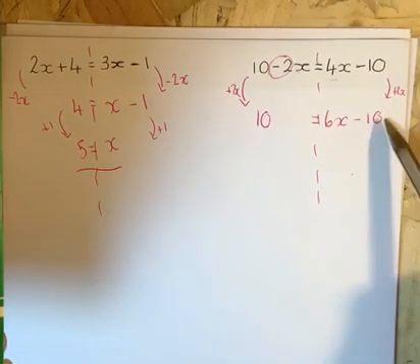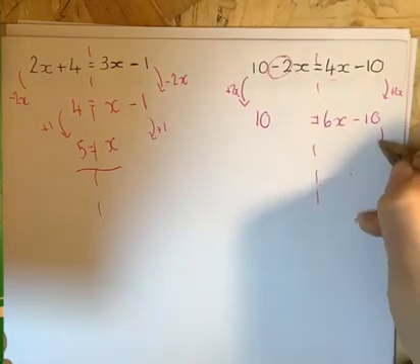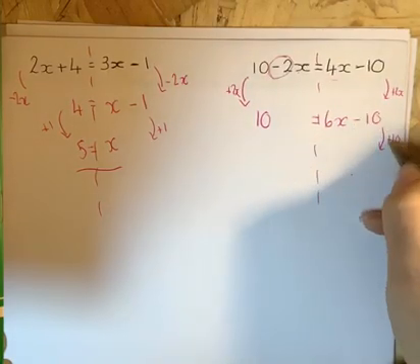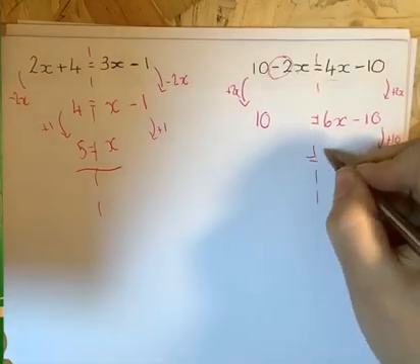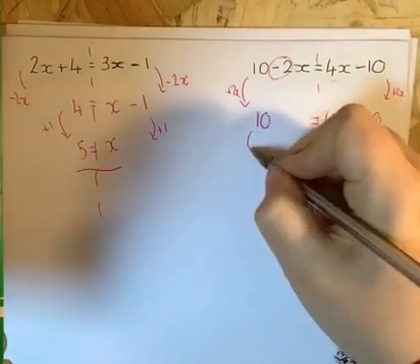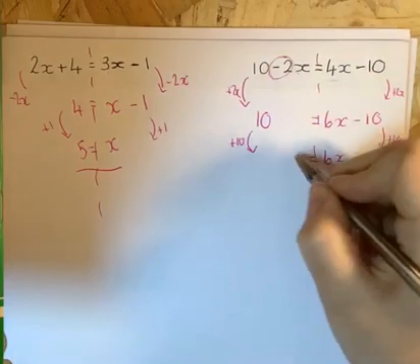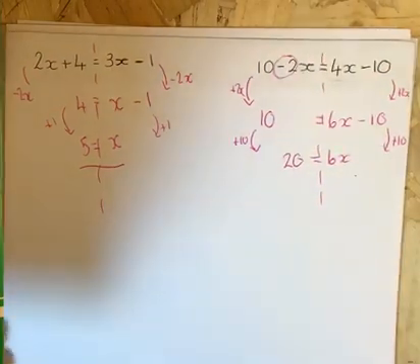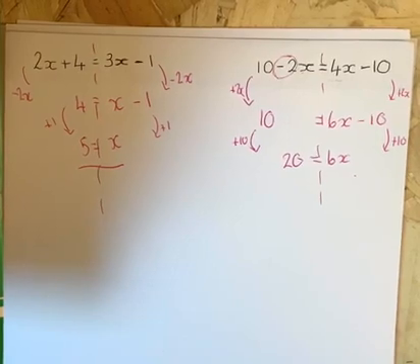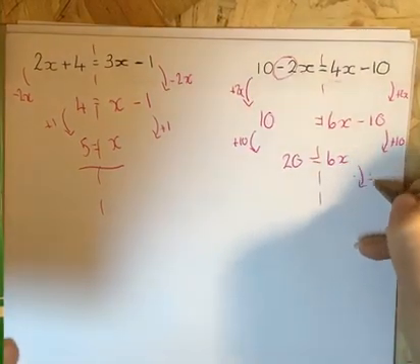So at the moment we've got subtract 10. So the opposite of that is add 10. So -10 add 10 is going to make that 0. So we've got 6x. Then we've got 10 add 10, which is 20. Okay, so here we can see that what we need to do now is divide by 6.